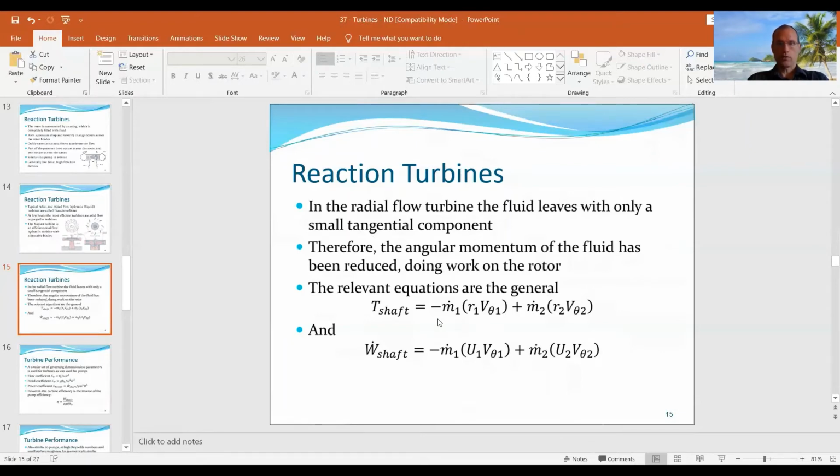Again, same general equations for shaft torque and shaft work. m1 dot R1 v theta 1 going in, m2 dot R2 v theta 2 going out. Those guys times omega, so R becomes U for the work part of it.